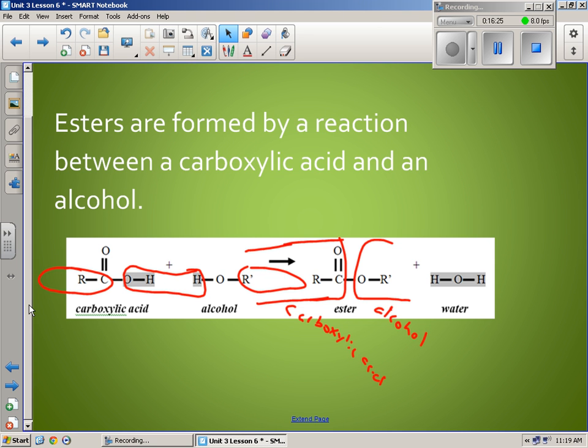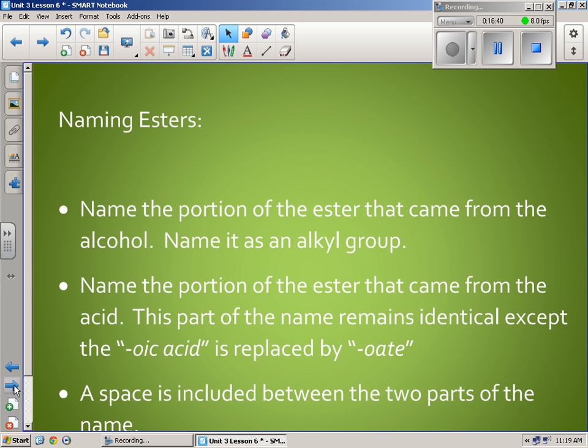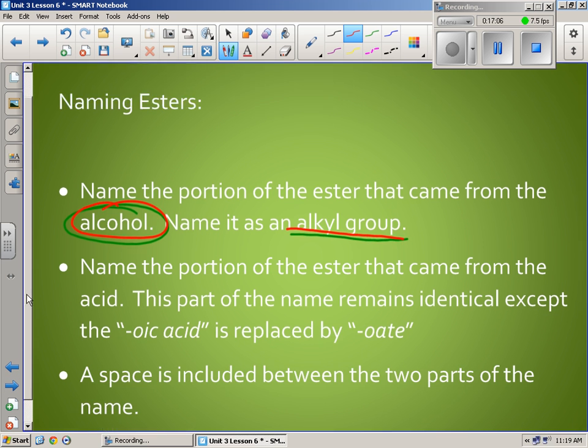We'll get to the reaction in a bit, so just know that this part comes off right now, and then it squeezes together. An ester is made up of two parts, an alcohol and a carboxylic acid. To name esters is all we have to do today, so you don't have to worry about that. To name esters, you have basically two parts. The alcohol part is named as an alkyl group.